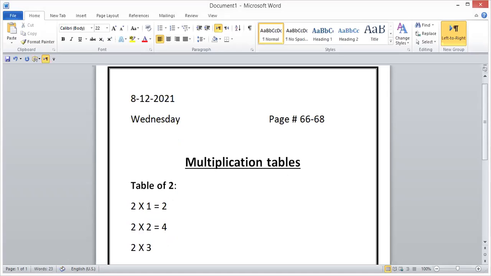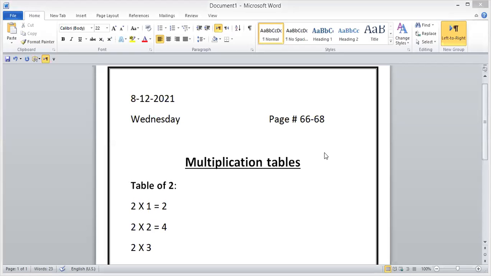2 times equals... third. Yes. You're right. Good. I was asking you to repeat from 1 to 2. 1 times 2 equals to 2 and 2 times 2 equals to 4. Like this. Repeat.